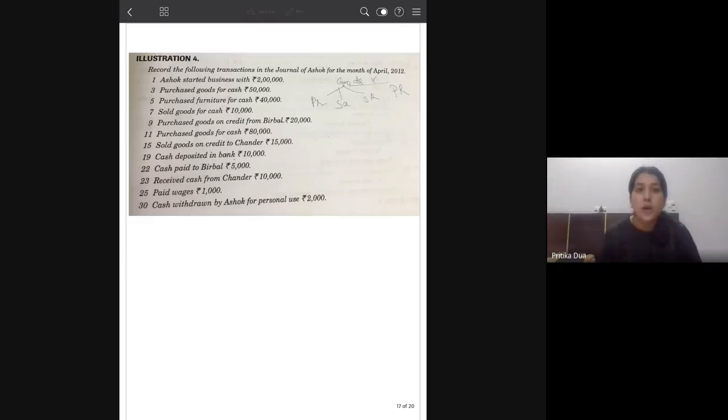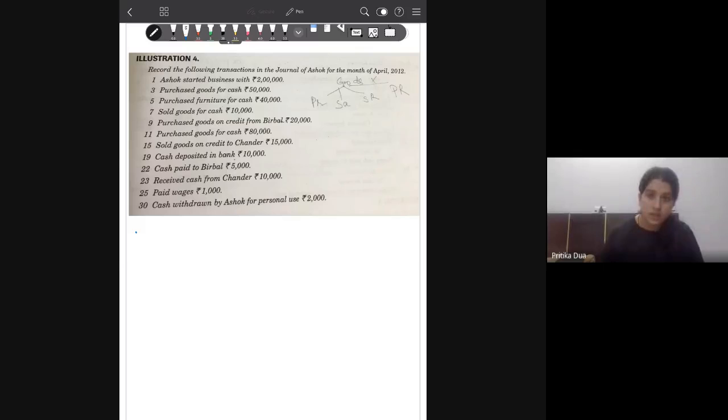Now, you are given the transactions in the journal of Ashok for the month of April 2012. So you are given the dates. On 1st April, business started. On 3rd April, there were purchases and so on. Let's start with the first entry, and wherever any point is not clear, there's any doubt, you can stop me and we'll discuss that.